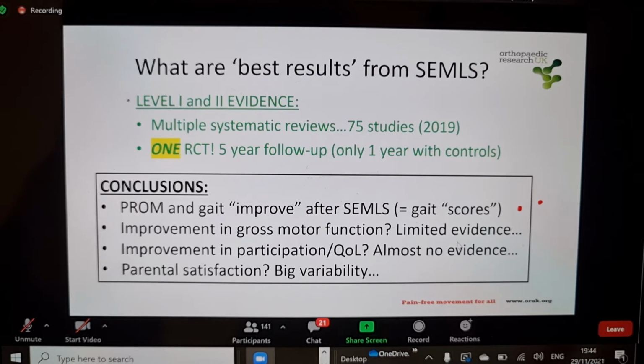As for parental satisfaction, again, overall parents do seem to be satisfied with the result, but with big variability. And I suppose you might argue that the same goes for the results on improvement in gross motor function. We're talking about a very heterogeneous group. So a patient with bilateral problems and crouch gait might do very differently from a patient with bilateral problems and jump gait, might do very differently from a patient with hemiplegia. So it's one of the problems of pooling your data.